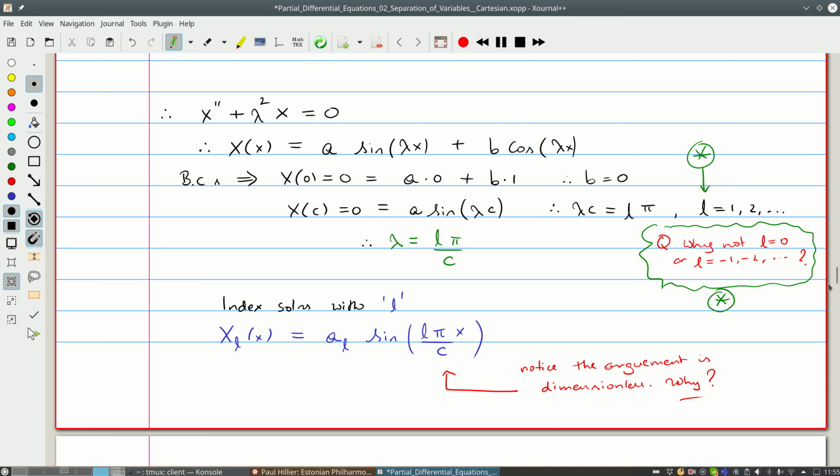This is also a way of cross-checking. If you've got the wrong answer, if you find that your argument has dimensions of a physical quantity, then you probably missed something in there.